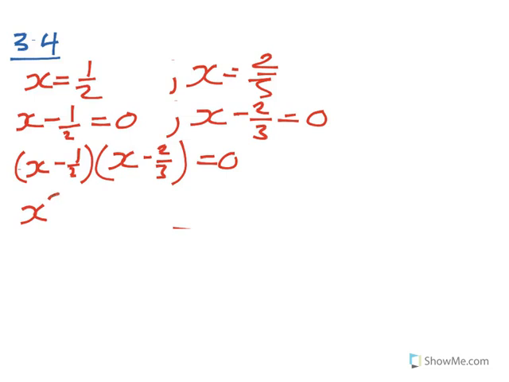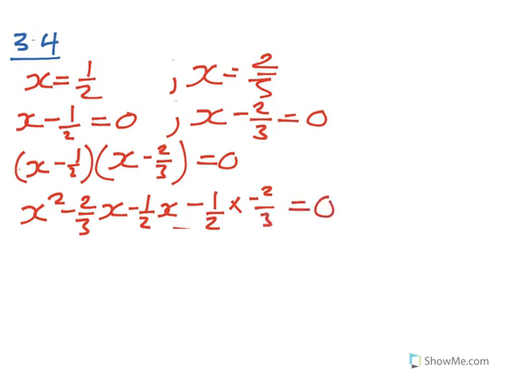x times x is x squared, minus 2 over 3x, minus 1 over 2x, minus 1 over 2 times negative 2 over 3 is equal to 0. So you have x squared, and if you say minus 2 over 3 minus 1 over 2, you get minus 7 over 6x. And you come here, you see the negative becomes a plus, and it becomes plus 1 over 3 is equal to 0.